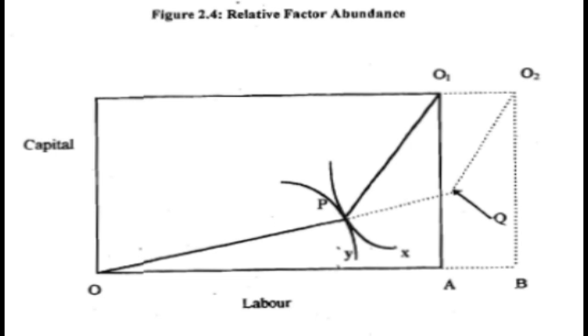Let us assume that the consumers in the two countries have identical tastes and therefore identical demand functions. As a result, the relative price of X in terms of Y will be identical in the two countries. Now suppose the home country's labor endowment increases by AB. The production point for the home country will be Q and that for the foreign country will be P. In other words, the home country becomes a labor-abundant country and the foreign country a capital-abundant country.